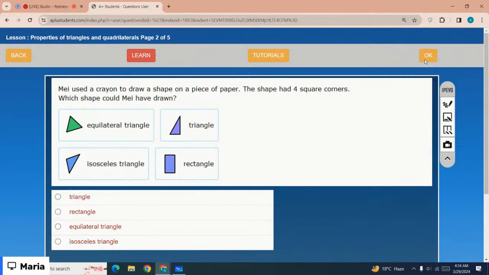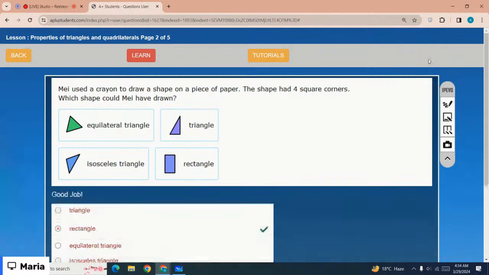The correct option is that is a four-sided shape. Yes, that must be a rectangle, because the only four-sided shape here is a rectangle, right?